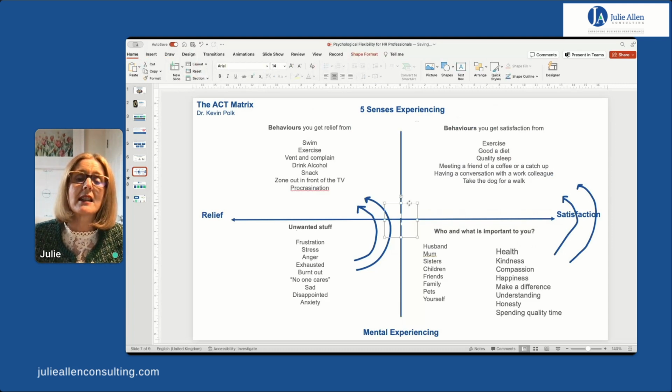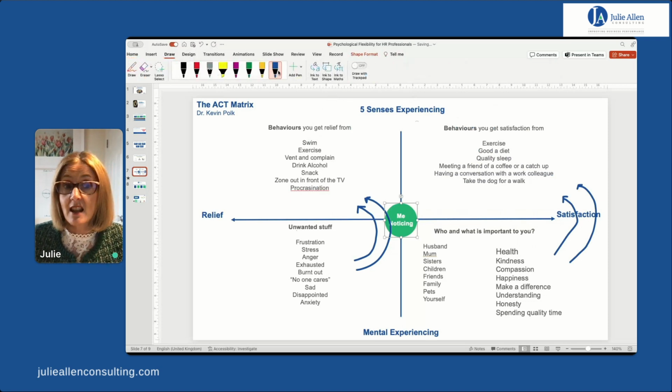The bit in the middle of the matrix is about you noticing. And so what I'd be asking you to do is, in the next week or so, to see if you have the opportunity to spend time noticing who and what is important to you. To spend time noticing what unwanted stuff shows up for you. To notice what it is you do to get relief from the unwanted stuff. And to notice what are the things that bring you satisfaction.